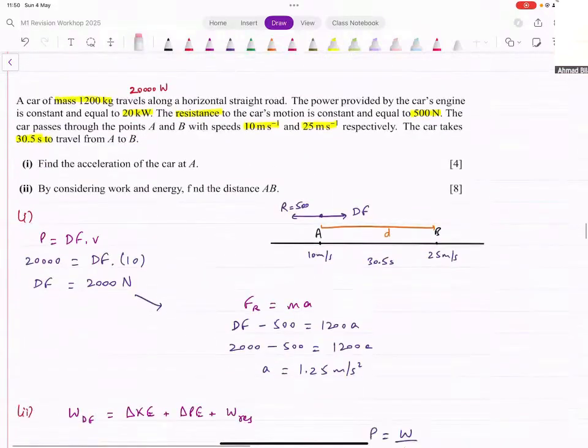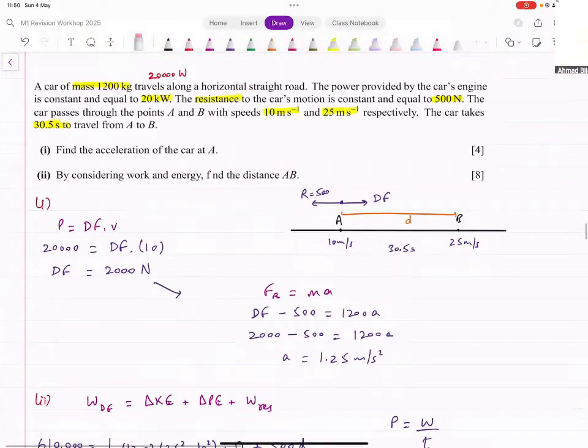Let's have a look at another example. We've got this car of mass 1200 kilograms that is traveling along a straight horizontal road.